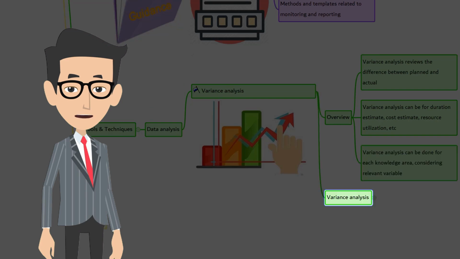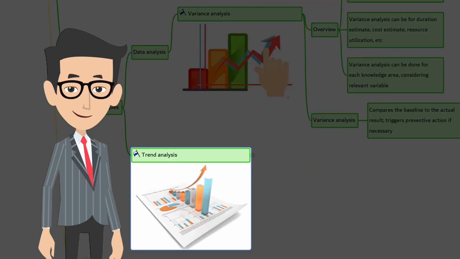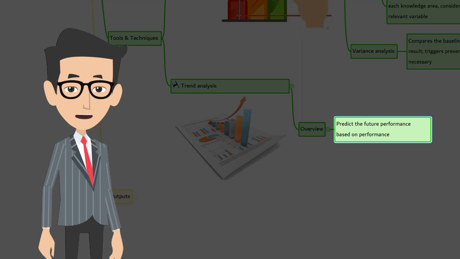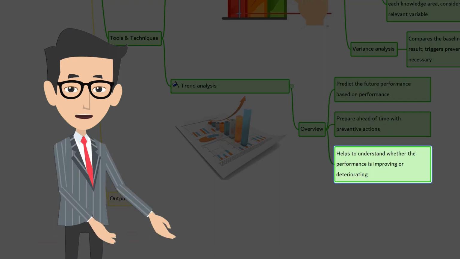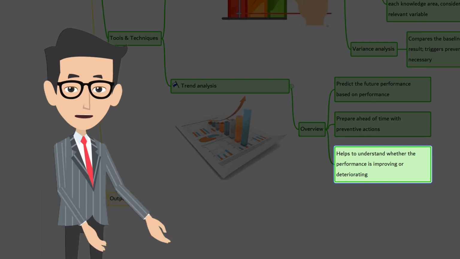Let's look at the variance analysis in current context. Variance analysis is used to compare the baseline to the actual results and determine if the variance is within the threshold amount or if corrective or preventive action is necessary. The next tools and technique is trend analysis. Let's start with the overview. In trend analysis, you use the past performance to predict the future performance. By predicting the slippage ahead of time, you as a project manager and the project team get prepared with the preventive actions as necessary. The trend analysis also helps to understand whether the project performance is improving or deteriorating.